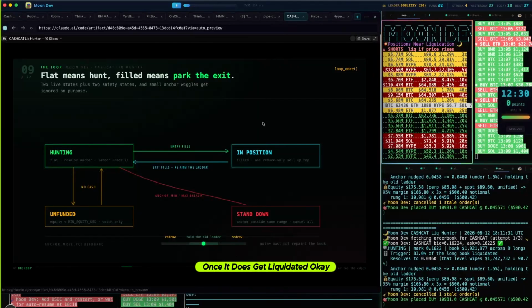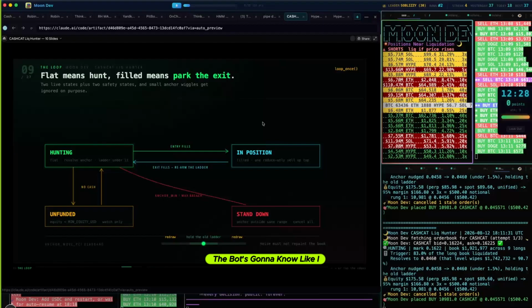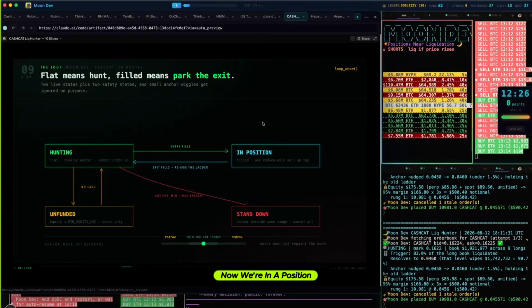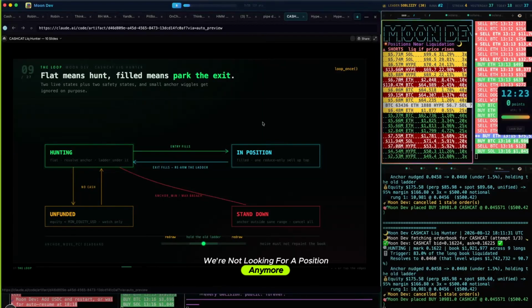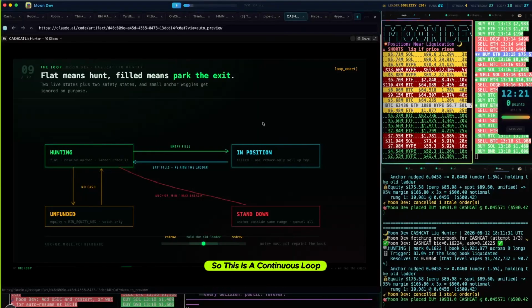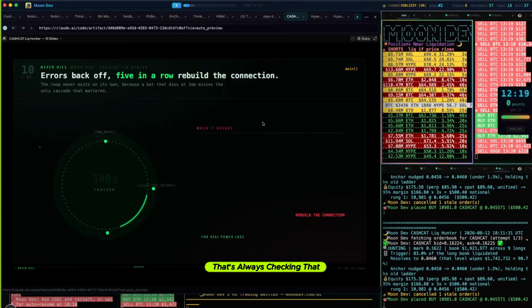Once it does get liquidated, the bot's going to know, hey, now we're in a position. We're not looking for a position anymore. We're actually looking to exit. So this is a continuous loop that's always checking that.